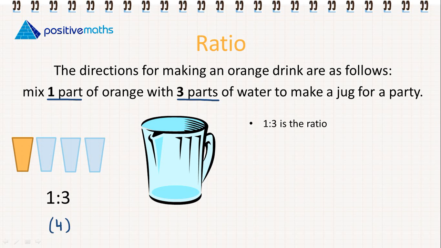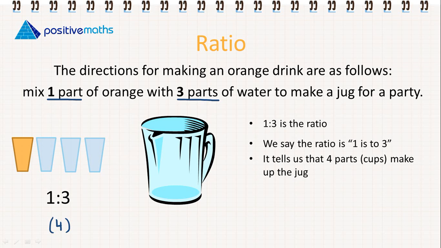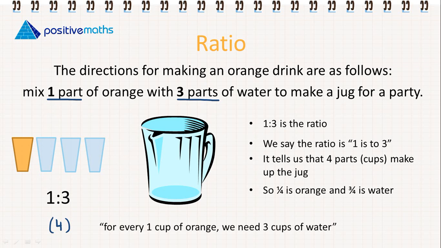So 1:3 is the ratio. We say 1:3. It tells us that 4 parts, or cups, make up the jug. So 1/4 is orange and 3/4 is water. For every 1 cup of orange, we need 3 cups of water.